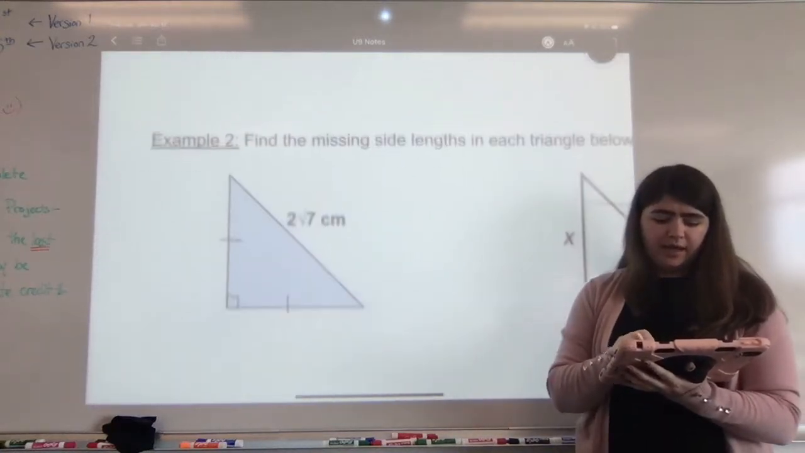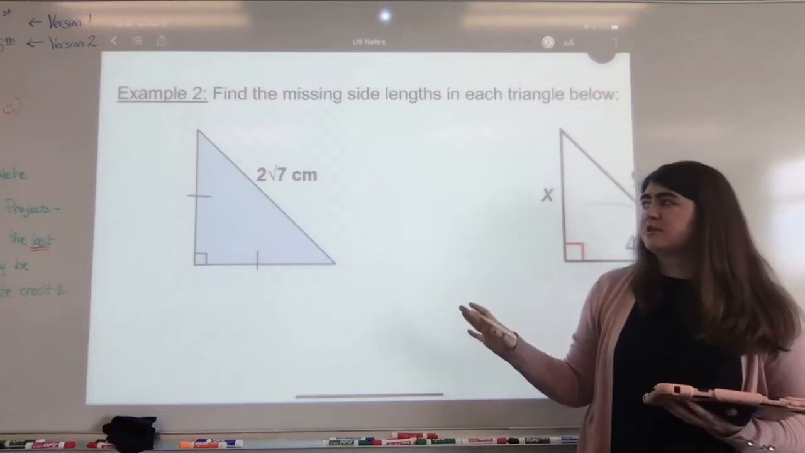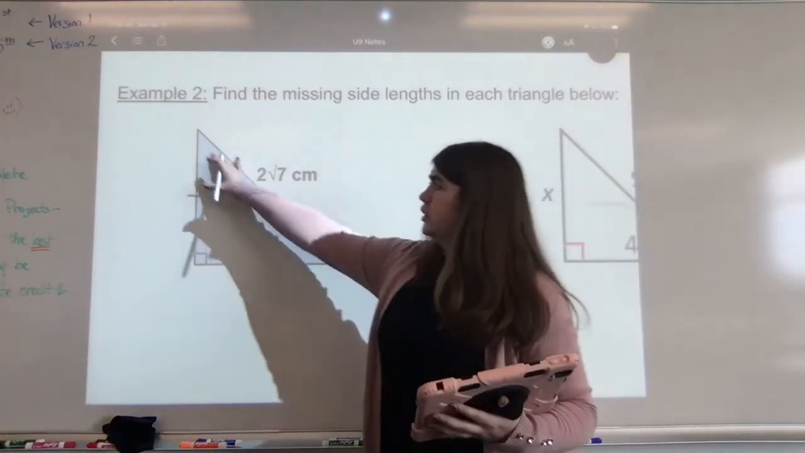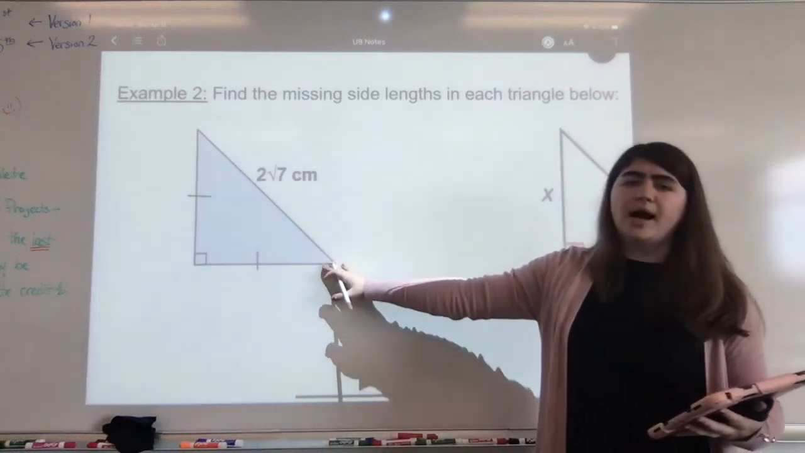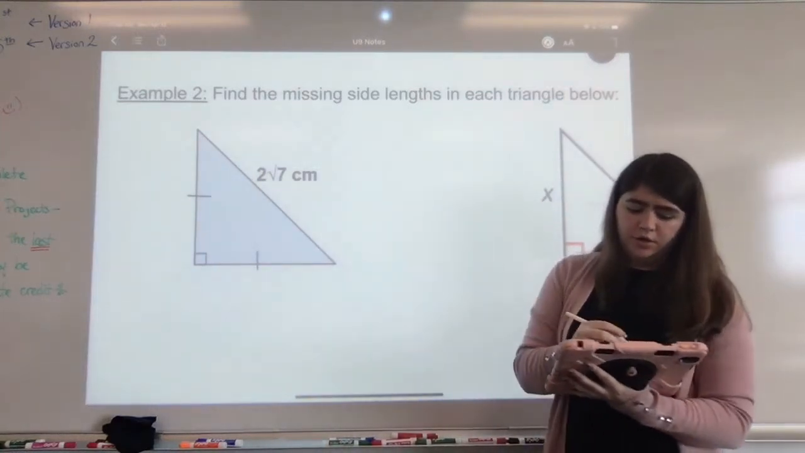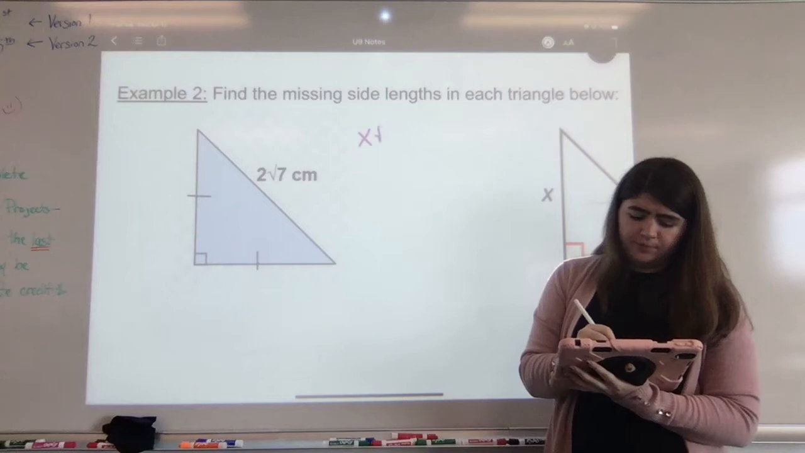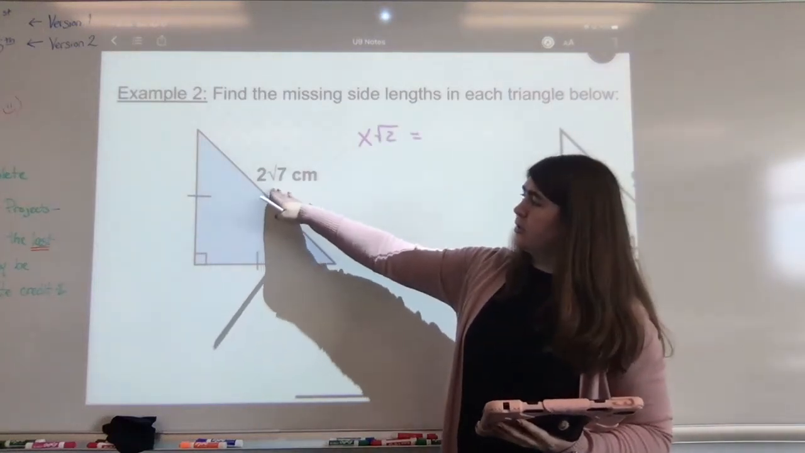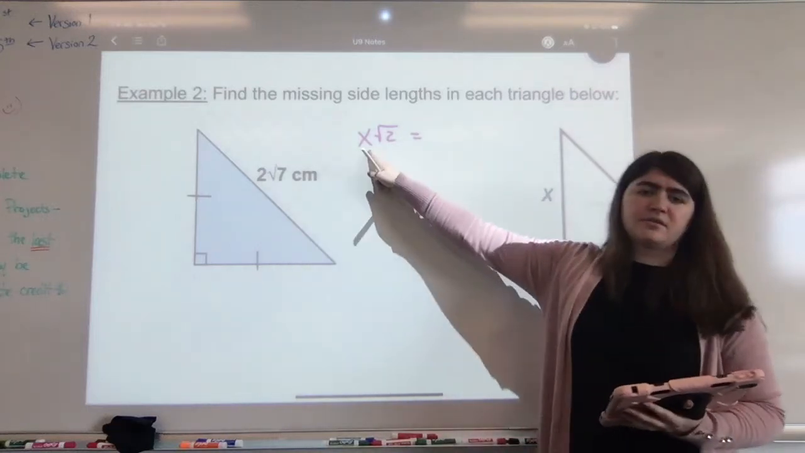If you're given a hypotenuse, this changes a little bit. So we're still using our formula. This time we know that our hypotenuse has to be equal to x square roots of 2. That means that this 2 square roots of 7 is equal to x square roots of 2.